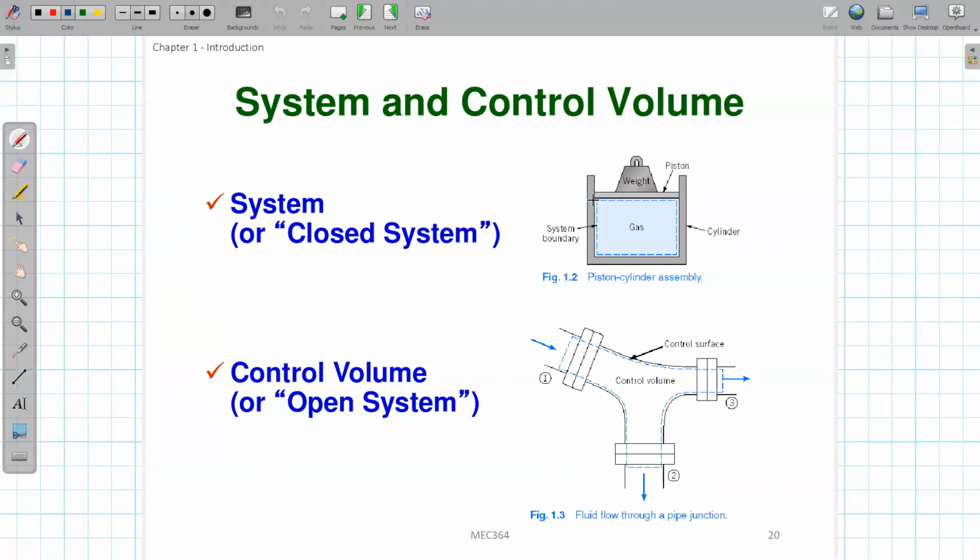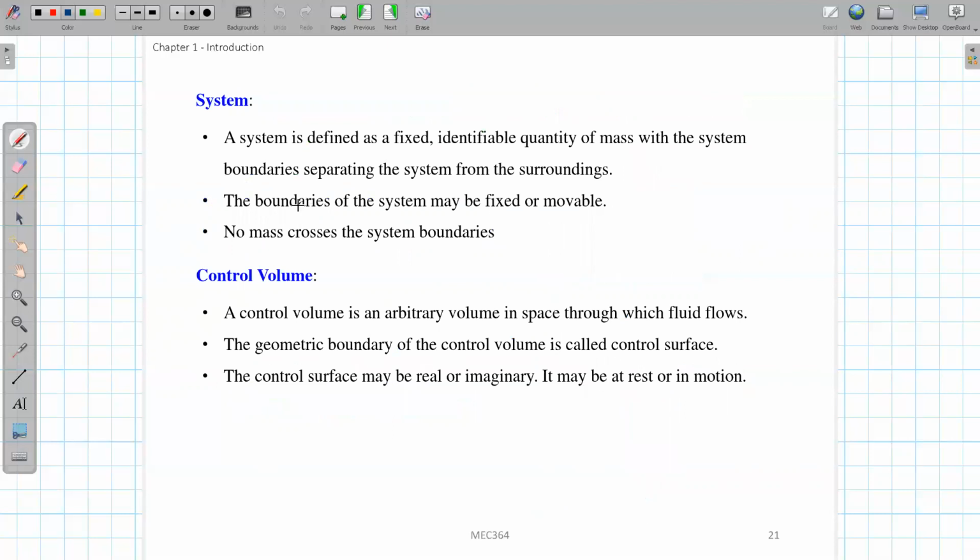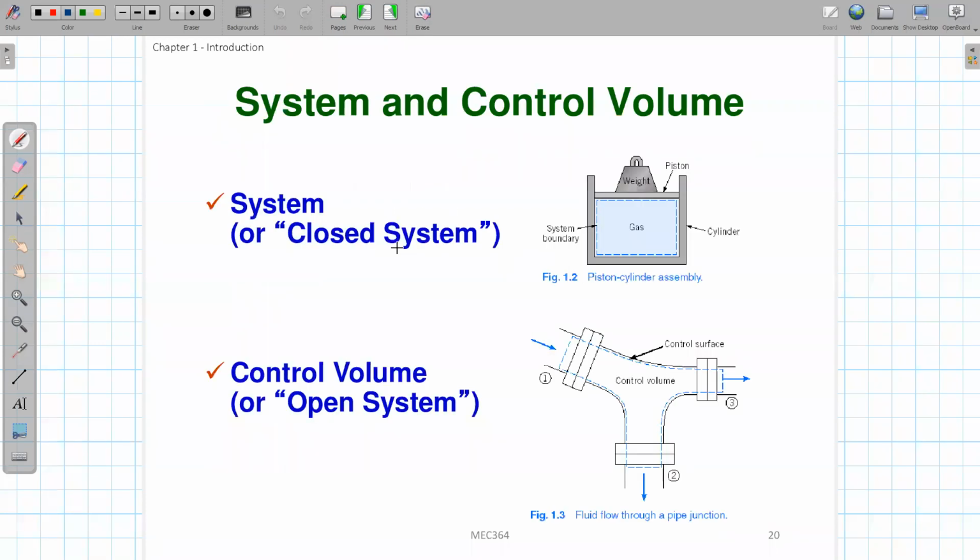And so when this cylinder volume is changing, the system boundary will also be changing, right? If it becomes smaller, this system will become smaller, and if the volume increases, this system will also increase. That's what it means that the boundary of the system may also be movable. But the most important thing is that in the system, there's no mass flowing into the system or out of the system.